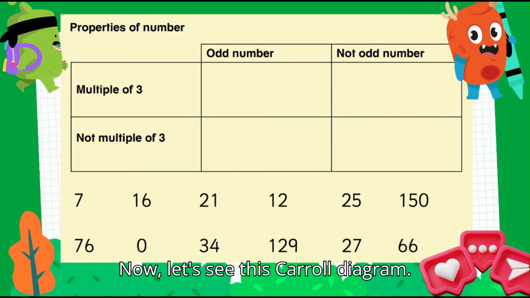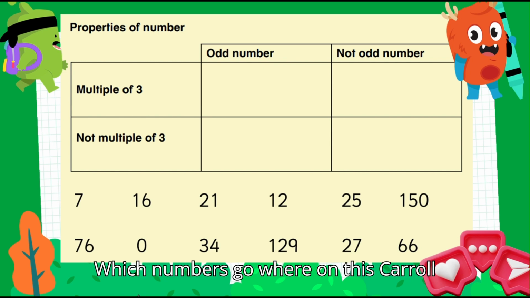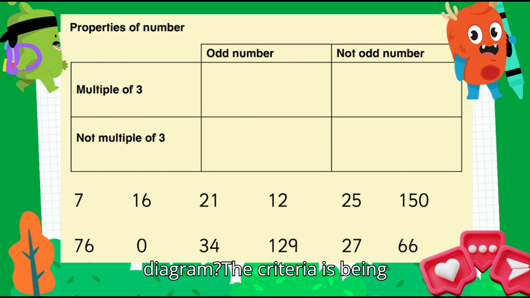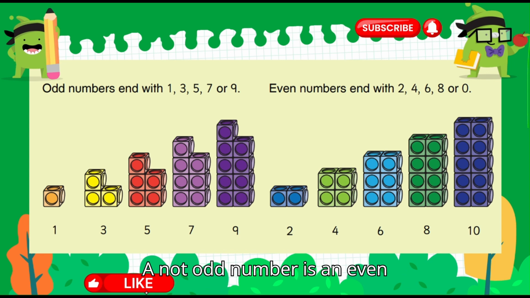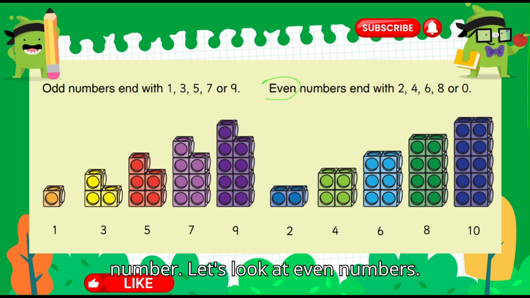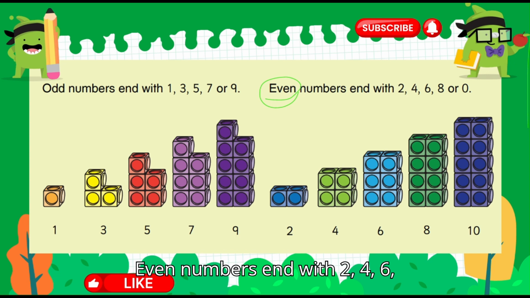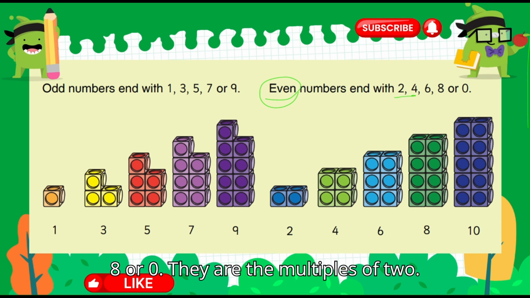Now let's see this Carroll diagram. Which numbers go where on this Carroll diagram? The criteria is being or not odd and being or not a multiple of 3. Let's remember what an odd number is. A not odd number is an even number. Let's look at even numbers. Even numbers end with 2, 4, 6, 8, or 0. They are the multiples of 2.